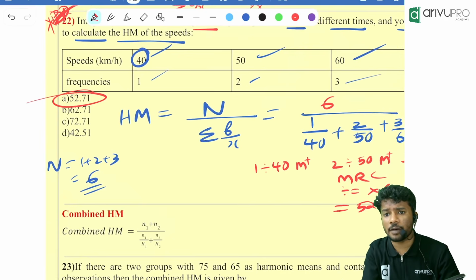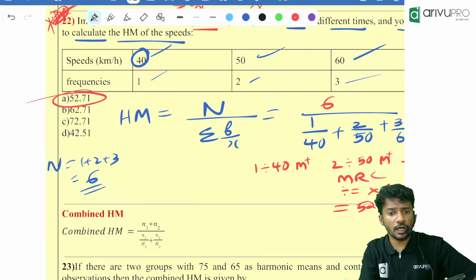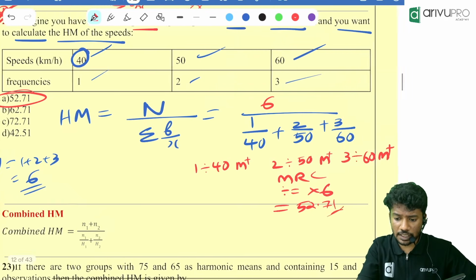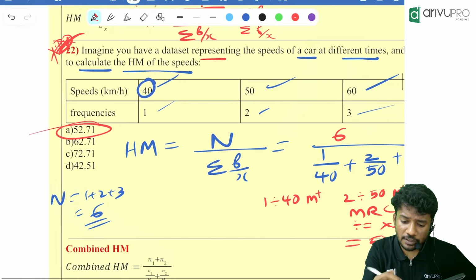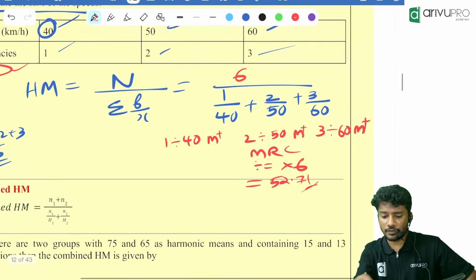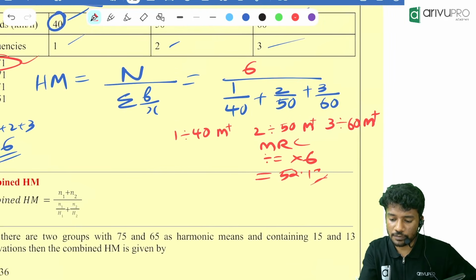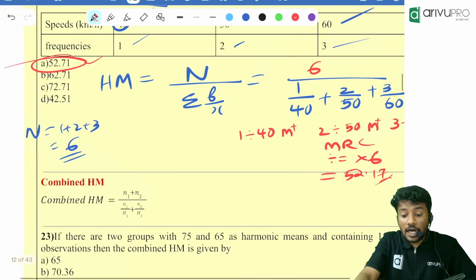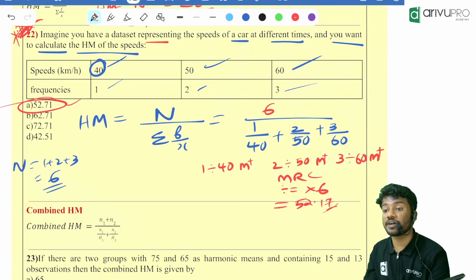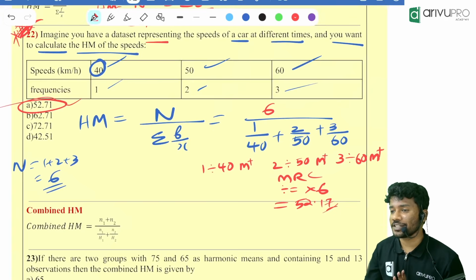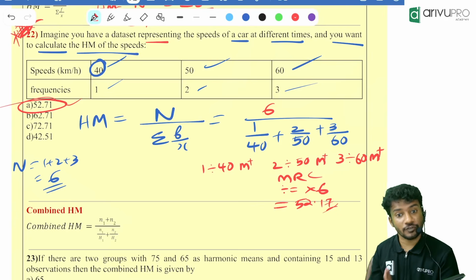Option A, you got approximately? Check again. The nearest option is what? 52.71. So people always answer with respect to the option. Even if you are getting 52.85, you will say 52.71. Whichever option is there, we should mark that.